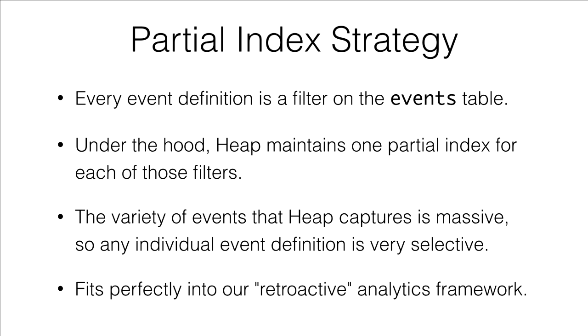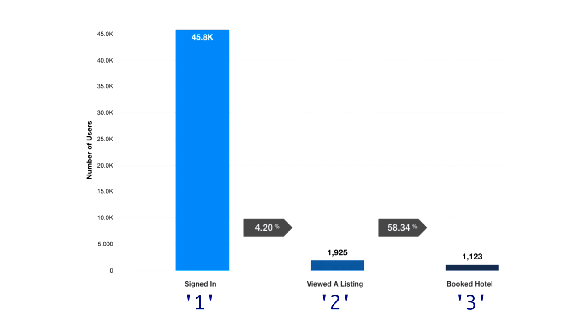But this turns out to be really slow. For example, if you want to do a funnel between, let's say, signed in, viewed a listing, and booked a hotel, and we'll call those steps 1, 2, and 3 in a funnel, you're going to have to do a bunch of self-joins, and that's going to become a whole thing.